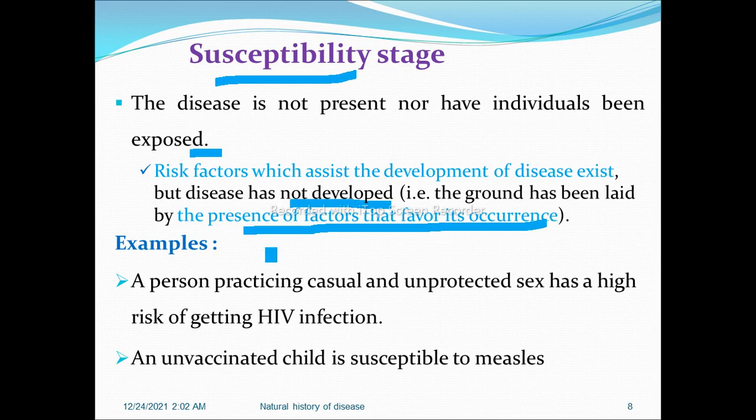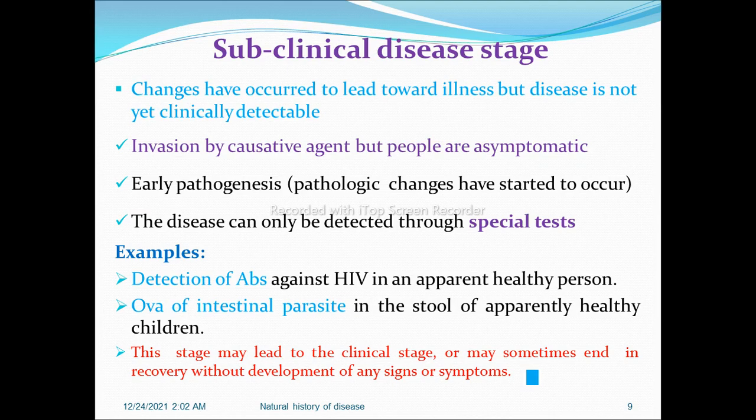but still the disease has not happened. For example, a person practicing casual and unprotected sex has high risk for getting HIV infection, but still there is no HIV infection. An unvaccinated child is susceptible to measles. The child is unvaccinated, he is susceptible to measles, but still measles does not happen.